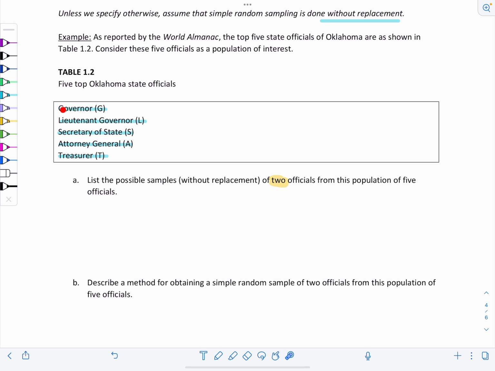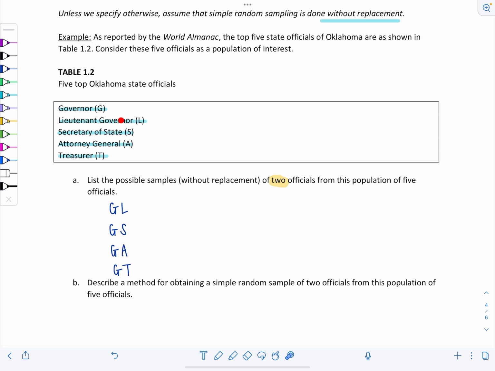So you could have the governor with the lieutenant governor selected. So I'll just use the letters to abbreviate, G and L. Or you could have the governor with the secretary of state, G and S. The governor with the attorney general, G and A. Or the governor with the treasurer, G and T. Those are 4 possible pairings. Are there more? Certainly. So I did every pairing of the top official with each of the ones below one at a time.